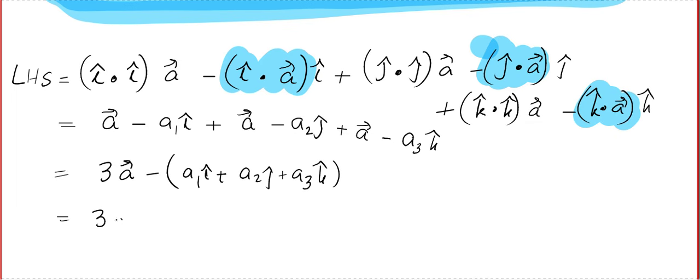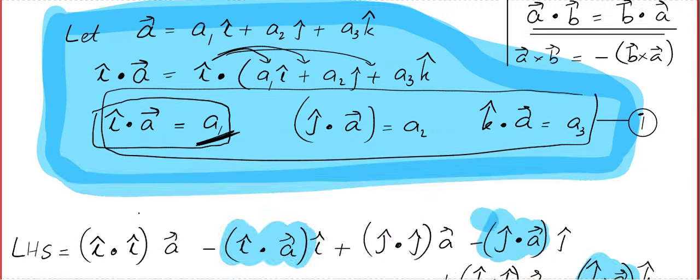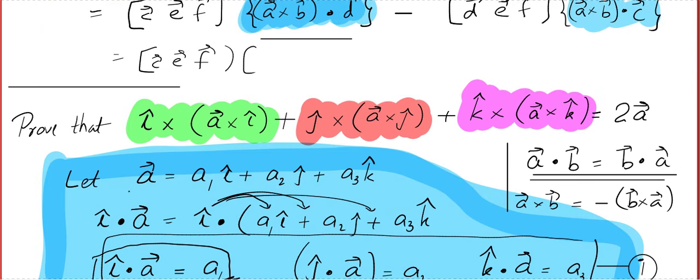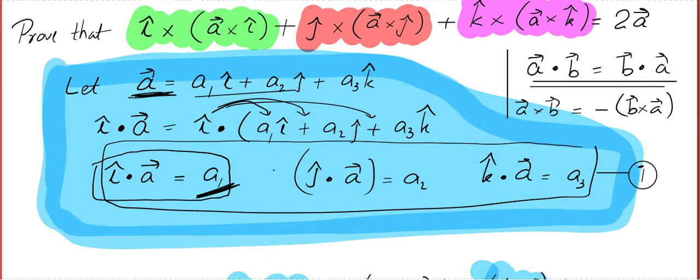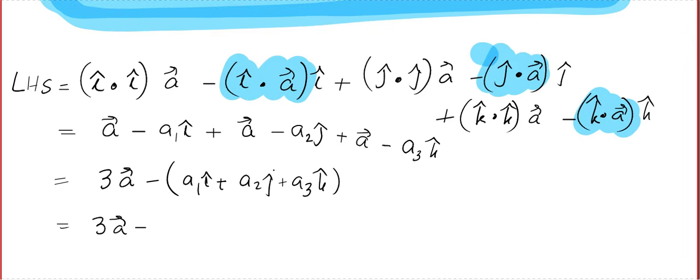That will be 3A minus. Do you remember how we started this question? We started like let A equal to A1I plus A2J plus A3K is A. And that will give us 2 times A, which is the right hand side.